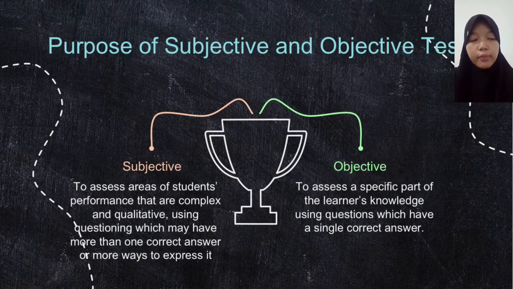And then the purpose of subjective tests is to assess areas of students' performance that are complex and qualitative, using questioning which may have more than one correct answer or more than one way to express it, while the objective task is to assess specific parts of learners' knowledge using questions which have a single correct answer.